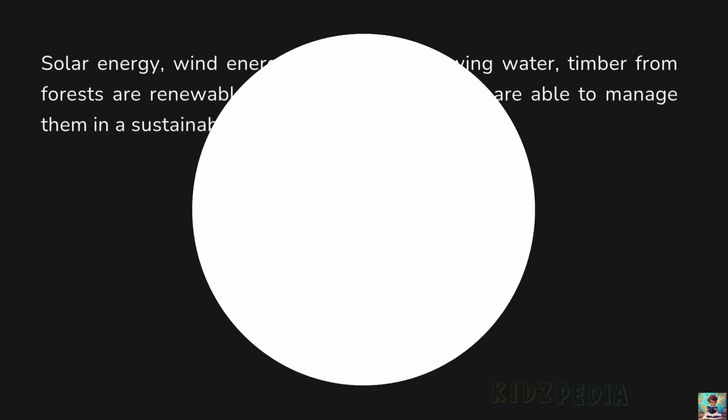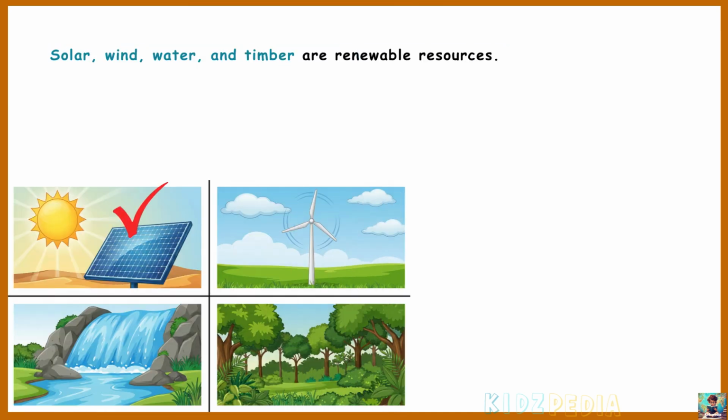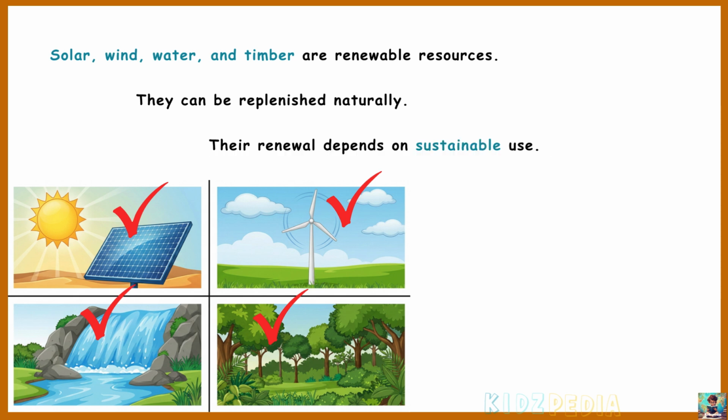We have to be careful about how we use these gifts. Resources like solar energy, wind power and energy from flowing water are amazing because they are constantly available. Even the timber or wood we get from our forest is a renewable resource. But here is the most important part. These things only stay renewable if we manage them wisely. We call this sustainable management.